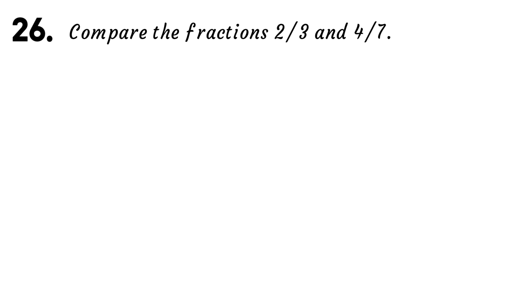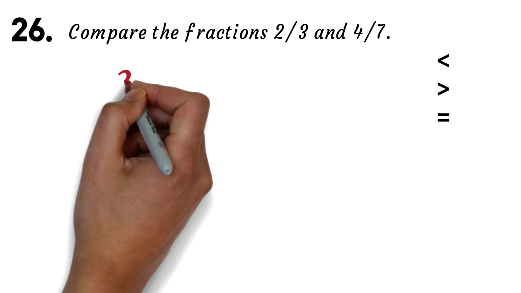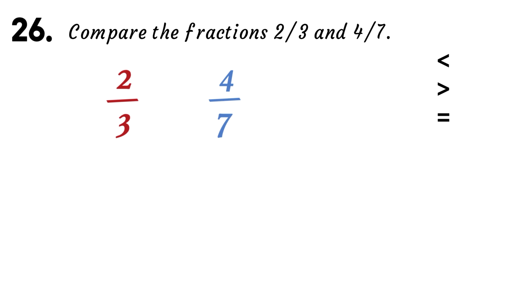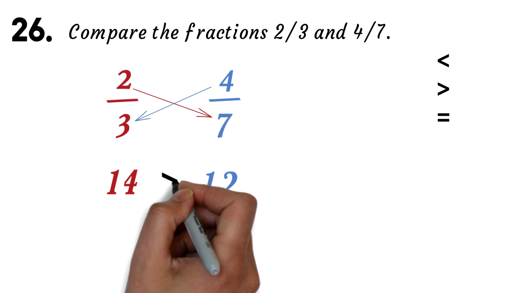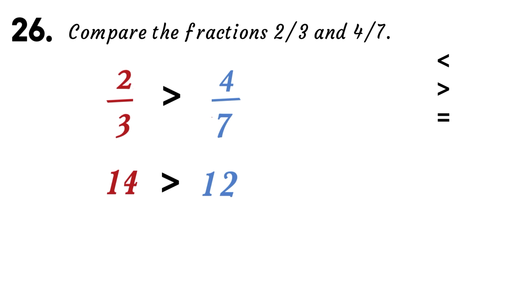Let's dive in. Question 26. Compare the fractions 2 over 3 and 4 over 7. Here, you are supposed to tell if it's less than, greater than, or equal to. To compare two fractions, all you have to do is cross multiply them and compare the values. So we will have 2 times 7, which is 14. We have 4 times 3, which is 12. Since 14 is greater than 12, we can say that 2 over 3 is greater than 4 over 7.